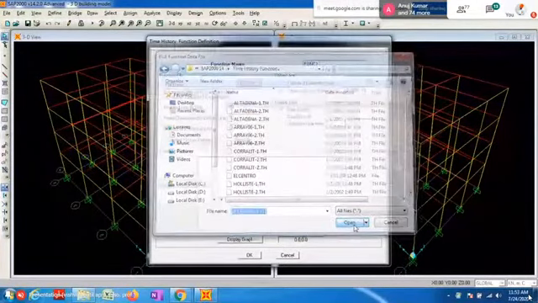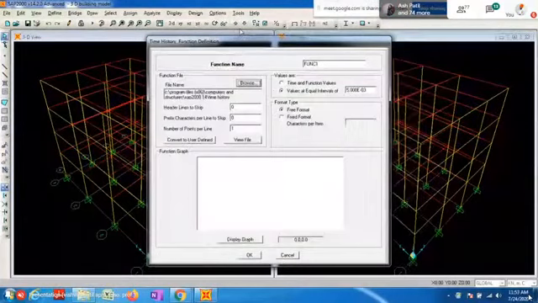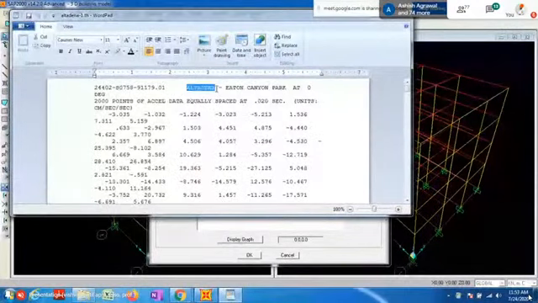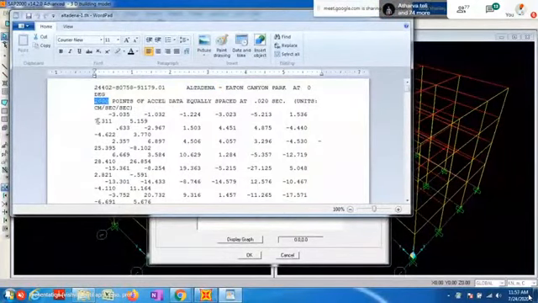Now I will view this file. This is the name of the earthquake, and this is the information about this particular earthquake: when it occurred and how many points there are. All these are acceleration readings, nearly 2000 readings, taken at a time step of 0.02 seconds. And the unit is centimeter per second square. All this information is required for giving the input.